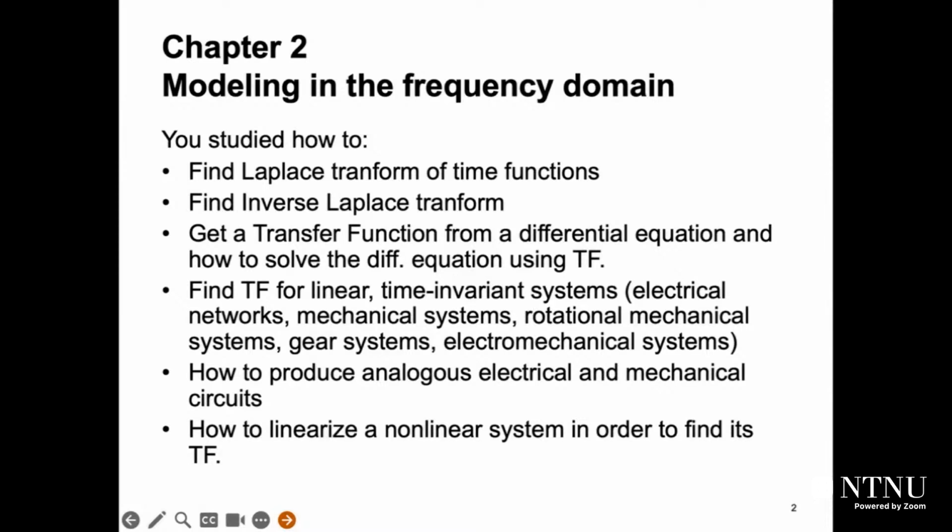Also, we studied transfer function for linear time invariant systems. We have been working with some examples, such as electrical networks, mechanical systems, rotational mechanical systems, gear systems, electromechanical systems, and also how to produce electrical and mechanical circuits, how to linearize a nonlinear system in order to find its transfer function.